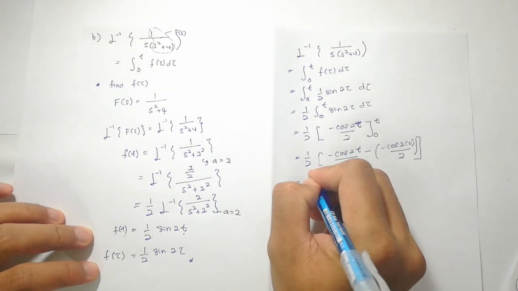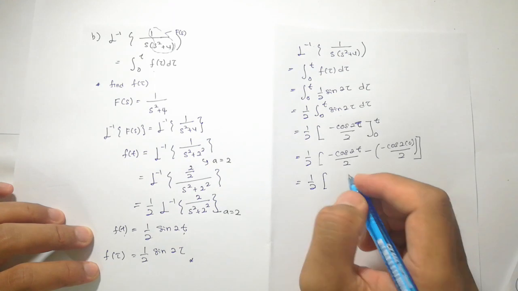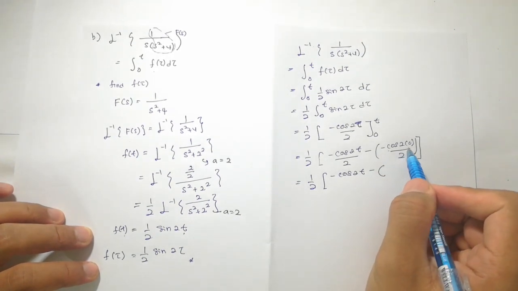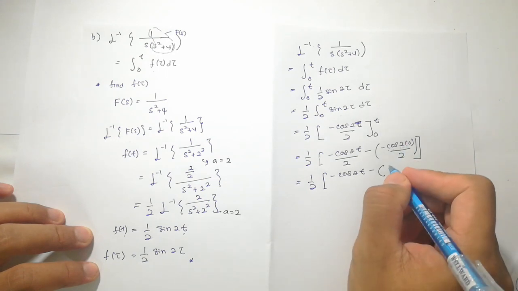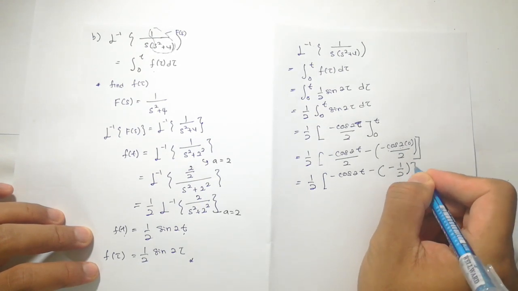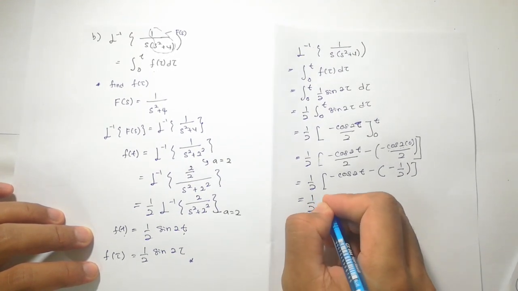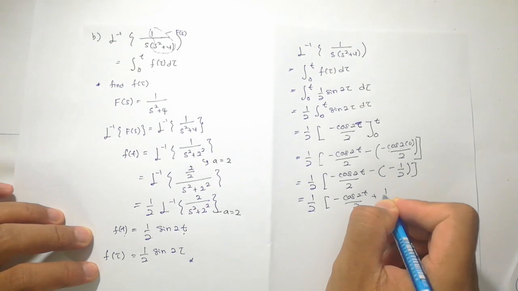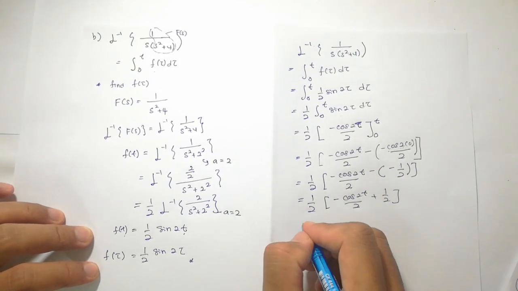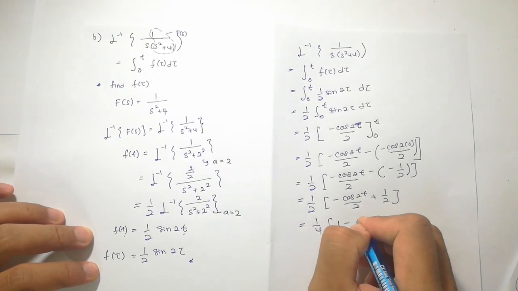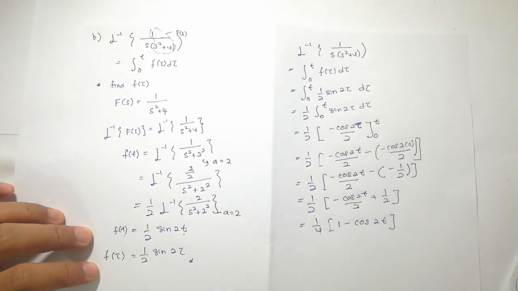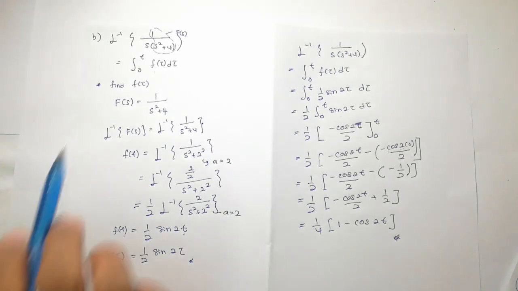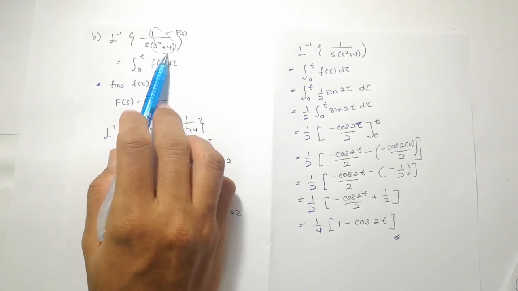Okay, so this will give us half, negative cos 2t, and then minus, this one, negative cos 2 times 0. Cos 0 is equal to 1. So you have negative half over here. And then we can simplify the equation a bit. I think this one I missed over 2. So you have negative cos 2t over 2 plus half. Okay, we can factorize 2. So we have 1 over 4 times 1 minus cos 2t. Okay, so this is our inverse Laplace transform for 1 over s multiplied by s squared plus 4.